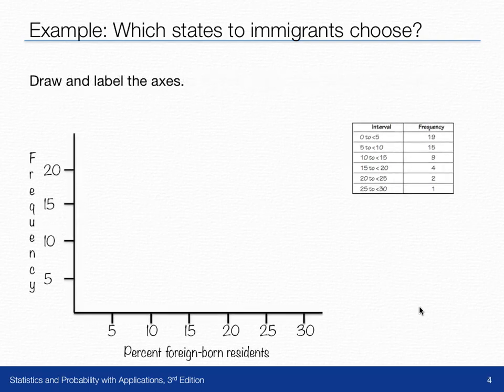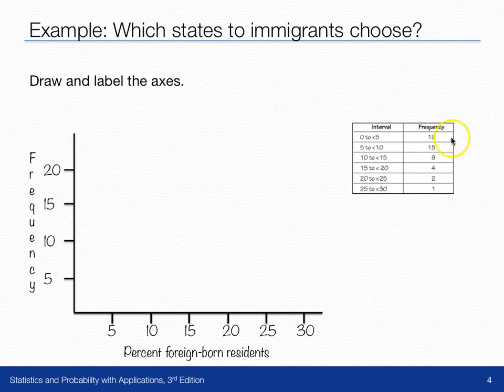What we're going to do is draw and label axes. I've chosen percent foreign-born residents for the x-axis and frequency for the y. We see that for frequency, the highest number is 19, and so I just chose to go up to 20. For the percent of foreign-born residents, the highest bin, or the highest interval, is from 25 to less than 30.